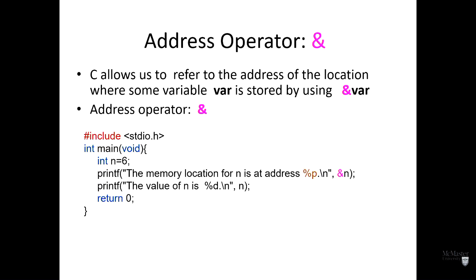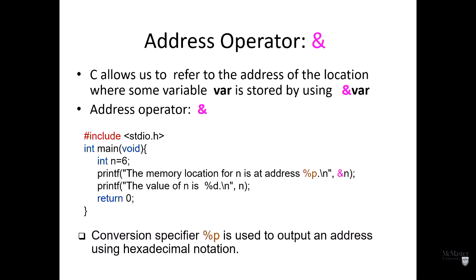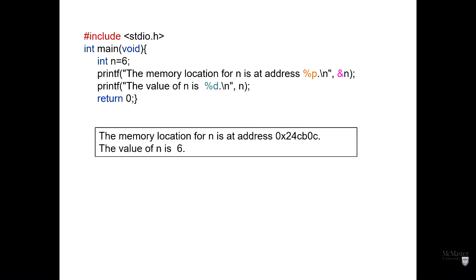So if you try this out, you will see something like this. The memory location for n is at address this. 0x, you know what this is? You know hexadecimal values, right? From the digital logic design course. Do you guys know what binary and hexadecimal are or no? Yeah. So this is just a value, right? A number, but it's represented in hexadecimal representation. And this is how we deal with addresses in computers.